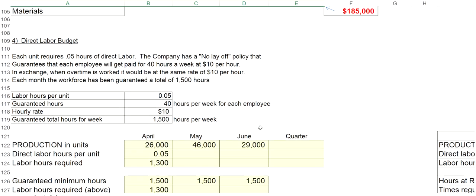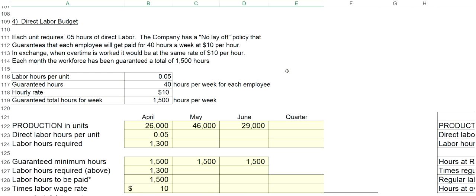Okay, next, our second production cost is direct labor. Several different scenarios could happen here. In this case, each unit requires 0.05 direct labor hours. So again, what I've done is I copied down my production in units from my production budget of 26, 46, and 29. I'll go ahead and add it together. I'll take each one times 0.05 hours.